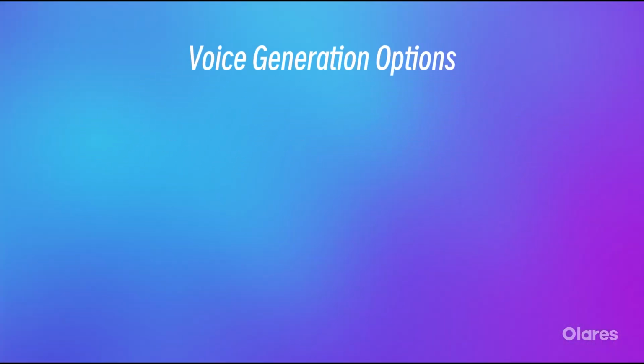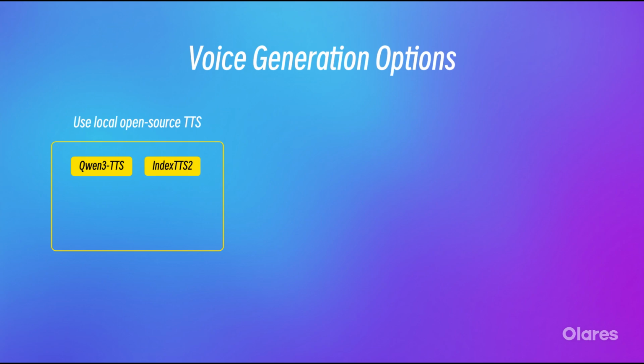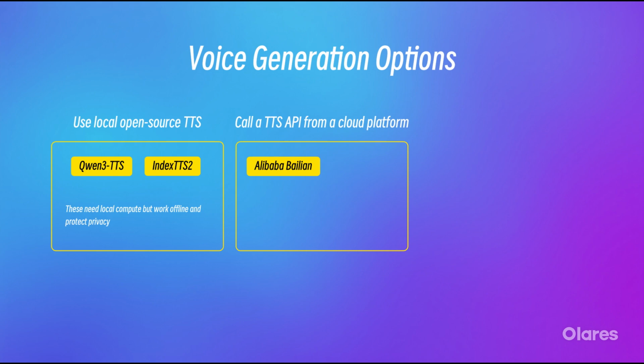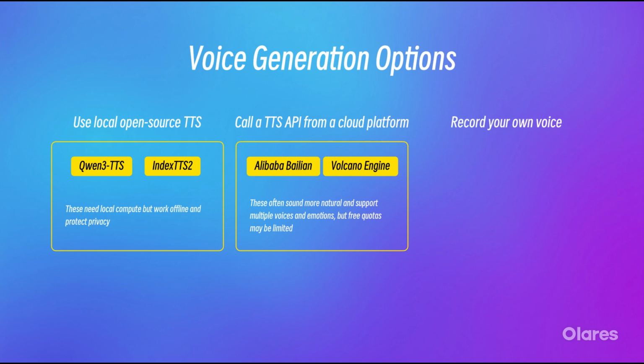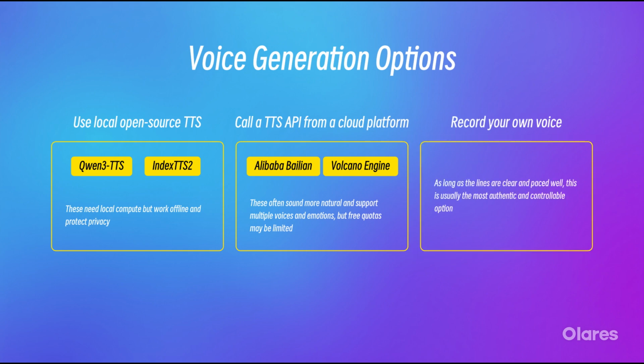Voice is the core input for lip sync. You have several options. Use local open source TTS like Qwen3 TTS or Index TTS2. These need local compute, but work offline and protect privacy. Call a TTS API from a cloud platform such as Alibaba Bailian or Volcano Engine. These often sound more natural and support multiple voices and emotions, but free quotas may be limited. Record your own voice. As long as the lines are clear and paced well, this is usually the most authentic and controllable option. Most of these approaches have ComfyUI plugins so you can integrate them into your workflow.